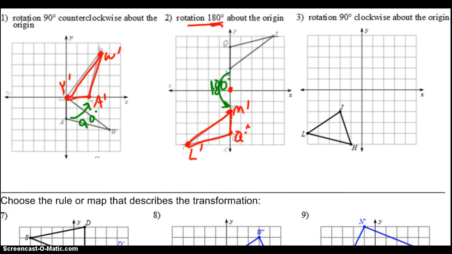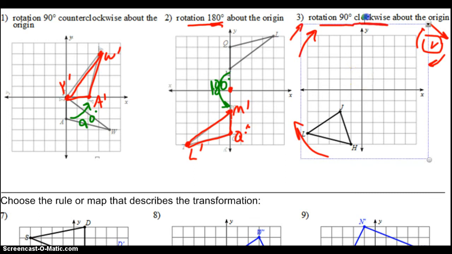Last, let's do number 3. Number 3 asks us for a rotation of 90 degrees clockwise this time. So if you think about a clock, right? The hands of a clock move in this direction right here, going around like this. Okay? So that means that this is going to have to move clockwise as well, so in this kind of direction. Let's go ahead and rotate the figure.